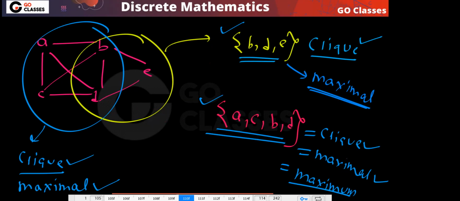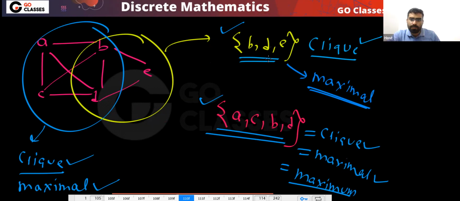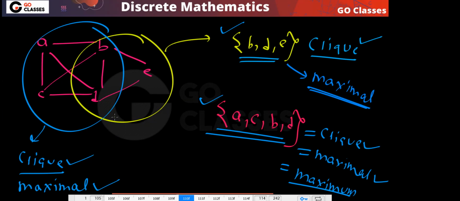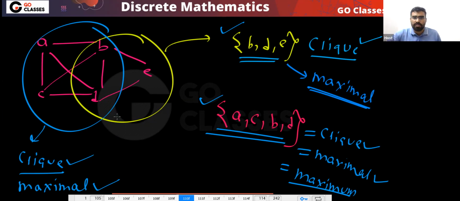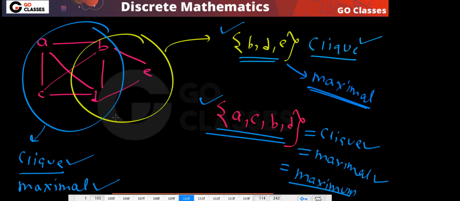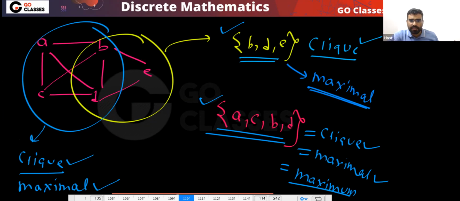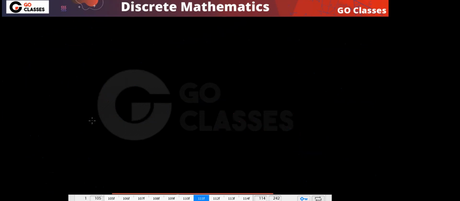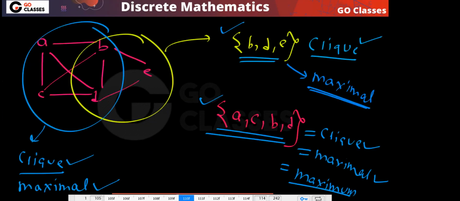So in ABCD you cannot add something more. Here it is both maximal and maximum. Every maximum is maximal. Every maximum is already maximal. Like this is maximum, so this is maximal also because you cannot add. Is this clear? Yes, sir.